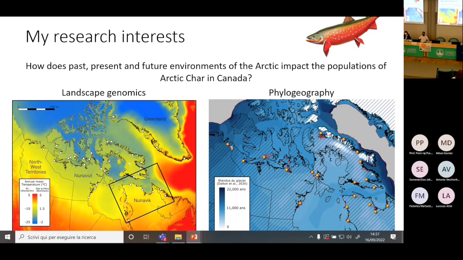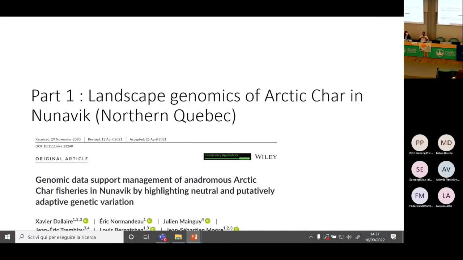So that leads me to my research interest. I'm very interested in studying how the past, present, and future environment of the Arctic impact populations of Arctic char all across northern Canada. I'm using both landscape genomics and phylogeography analysis to resolve this, so I'll be presenting some results on both of those subjects. First, landscape genomics, which is mostly part of my master's that we published in 2021. So I'll start with that.